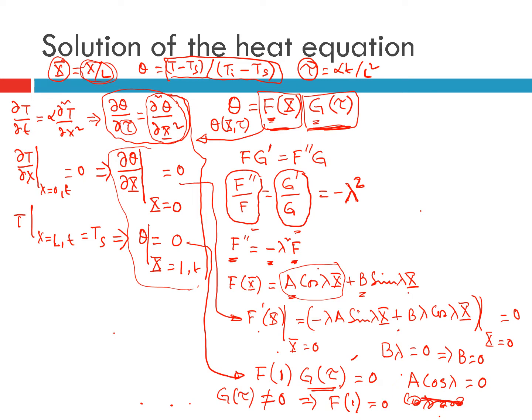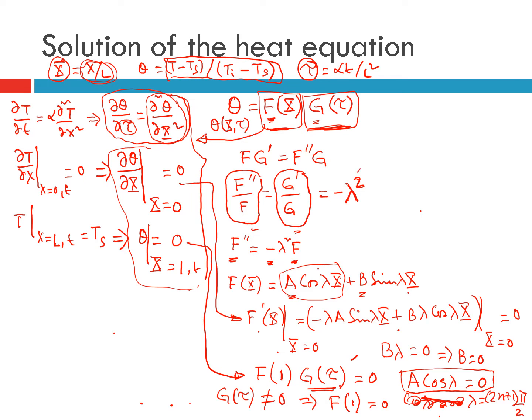Okay. So if cosine lambda equals 0, then lambda can be any of these values, (2n plus 1) pi over 2, for any value of n: 0, 1, 2, and so on. If we plug that in, then I can satisfy this equation. So lambda can be any of those. Now we get somewhere with the F function.